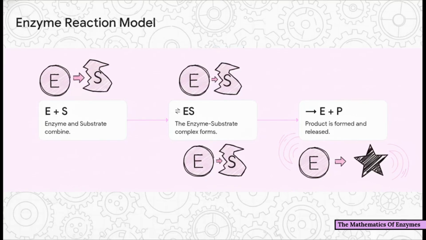Okay, so let's break down how their model works. It assumes this really simple three-step process. First, you have the enzyme, E, and the thing it works on, the substrate, S, and they come together. Next, they form what's called an enzyme-substrate complex, or ES. Now, this step is reversible. The substrate can bind and then just pop right back off without anything happening. But if it sticks around, the enzyme does its job, converting the substrate into the product, P. Then it releases the product, and the enzyme is totally free to start the whole cycle over again.